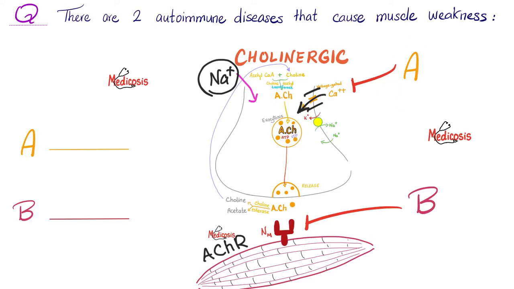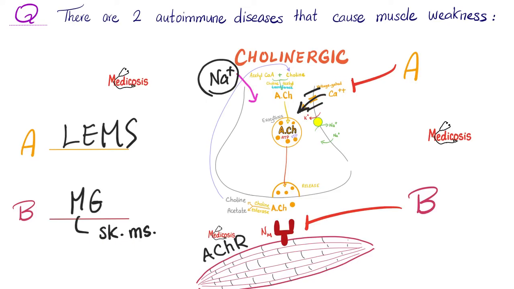We have two autoimmune diseases. One is affecting presynaptic, one is affecting the postsynaptic. The one that's affecting the presynaptic voltage-gated calcium channel is Lambert-Eaton Myasthenic Syndrome. But the disease that affects the postsynaptic, nicotinic sub-M acetylcholine receptors on skeletal muscles only, is Myasthenia Gravis. Please pay attention. Where do we find the nicotinic sub-M acetylcholine receptor? You only find it in skeletal muscles. Therefore, Myasthenia Gravis only causes problems in skeletal muscles, namely skeletal muscle weakness.